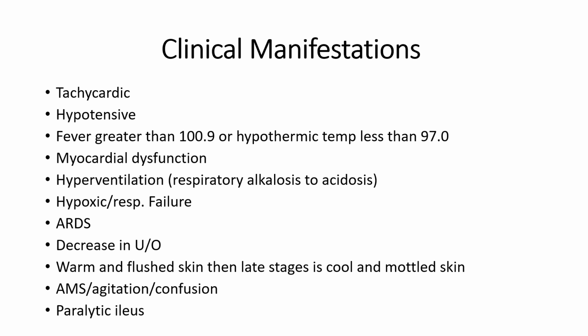I have here in parentheses respiratory alkalosis or acidosis. When we're compensating and the patient's tachypneic or hyperventilating, if we were to take an ABG on them, do you think it would read as respiratory alkalosis or acidosis? When we're compensating, that is going to be a respiratory alkalosis, okay? Because our body is still trying to overbreathe and trying to fix itself.